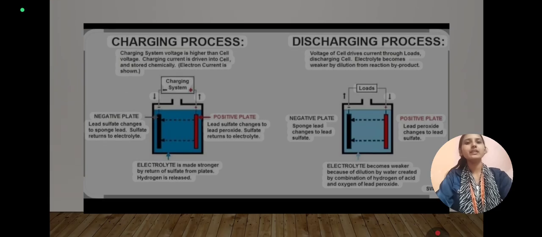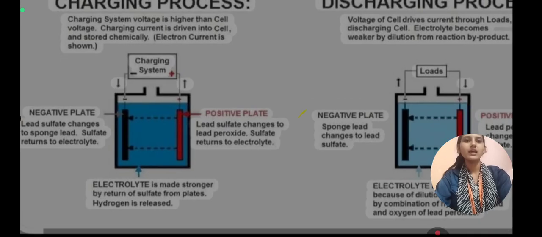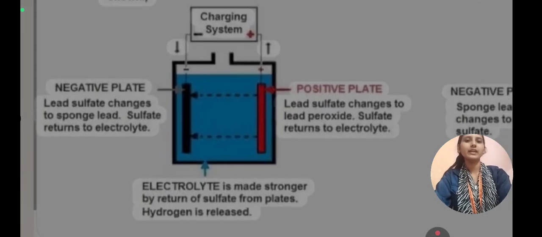Here we can see the diagram of the charging process and discharging process. In the charging process, the charging system voltage is higher than the cell voltage. Charging current is driven into the cell and stored chemically. Electron current is shown in the figure. Here we can see that at the positive plate, lead sulfate changes to lead peroxide and sulfate returns to the electrolyte. At the negative plate, lead sulfate changes to spongy lead and sulfate returns to the electrolyte.